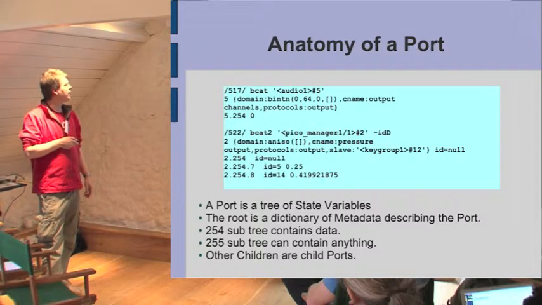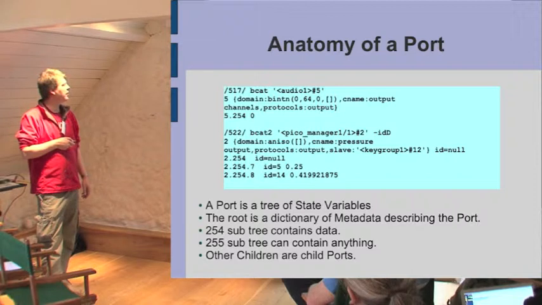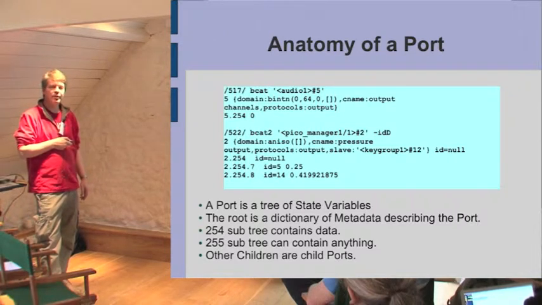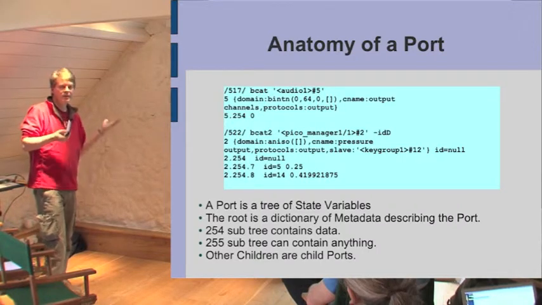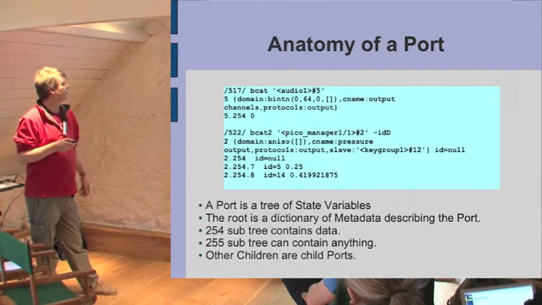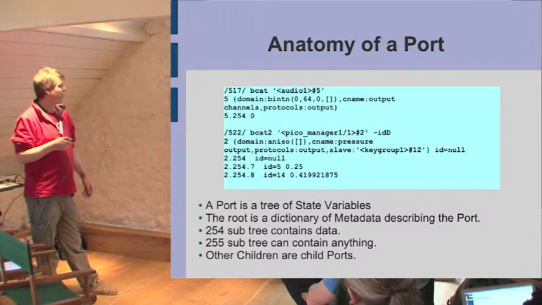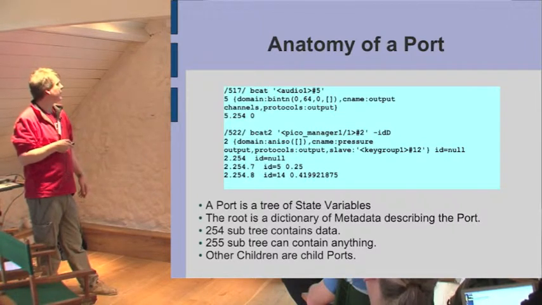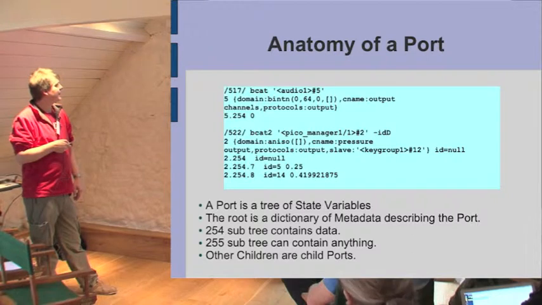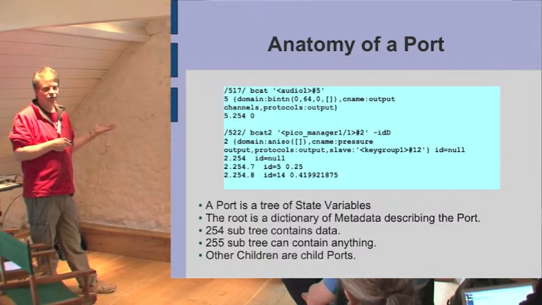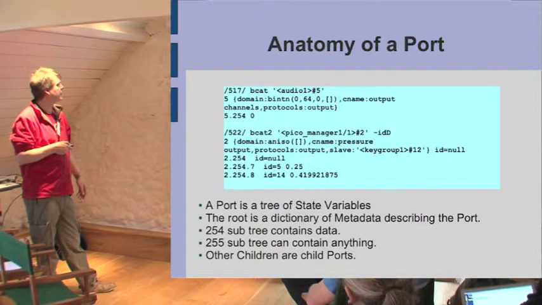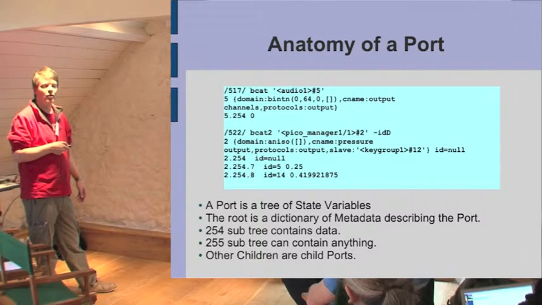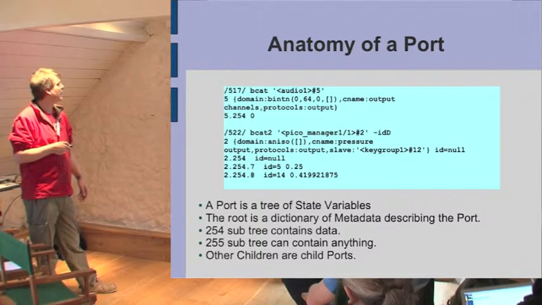Looking at a different one here, Pico Manager, we're actually looking at the pressure output of the keyboard. If you can find that, it's called something like Pico keyboard 1 pressure output. Its domain is an isochronous stream, which means really a stream of -1 to 1s or 0 to 1s. It's called pressure output. It's an output again. Currently, something is listening to it, as there's another port connected to this.